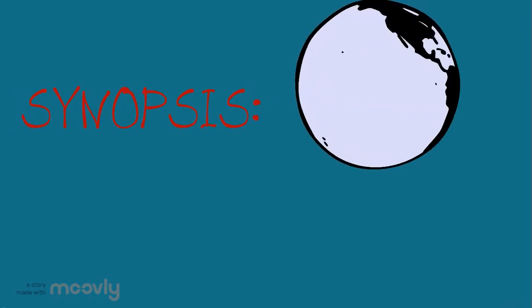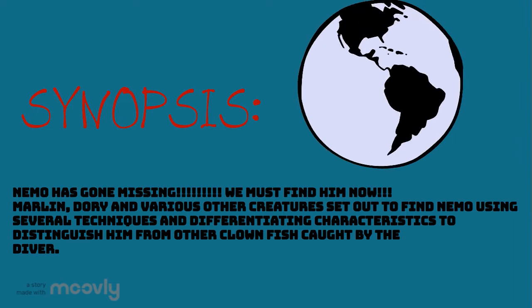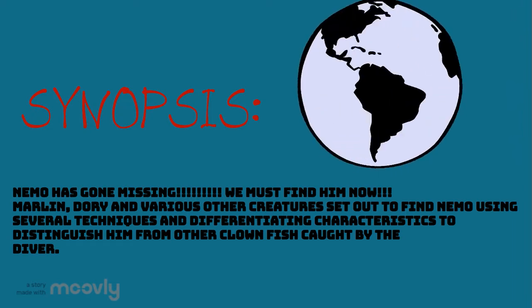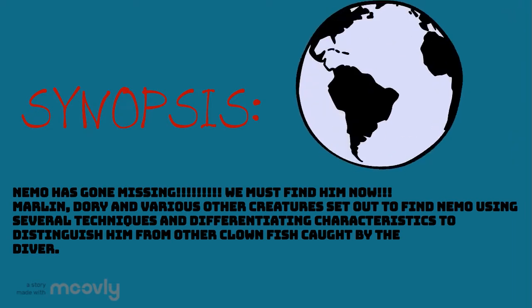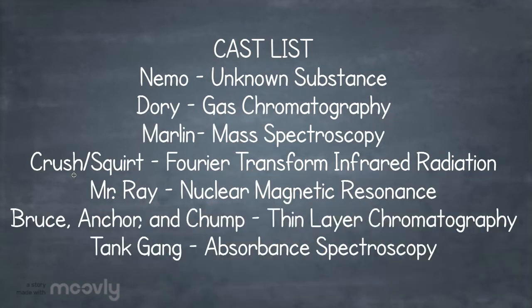Nemo has gone missing. We must find him now. Marlin, Dory, and various other creatures set out to find Nemo using several techniques and differentiating characteristics to distinguish him from other clownfish caught by the diver. Each character is responsible for using one of these techniques to find Nemo.